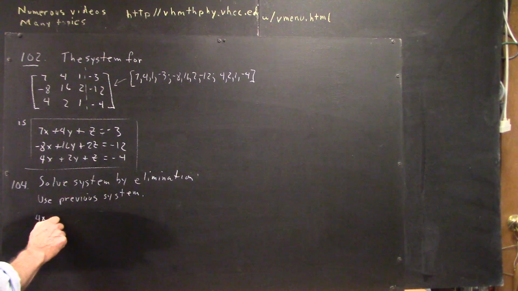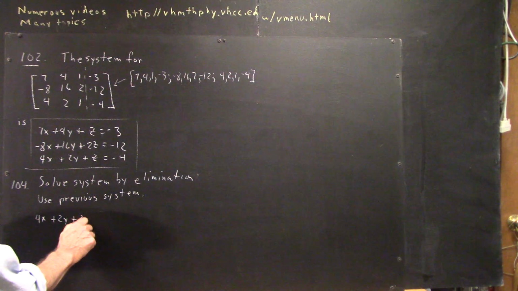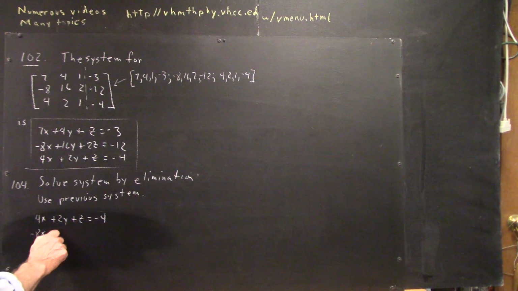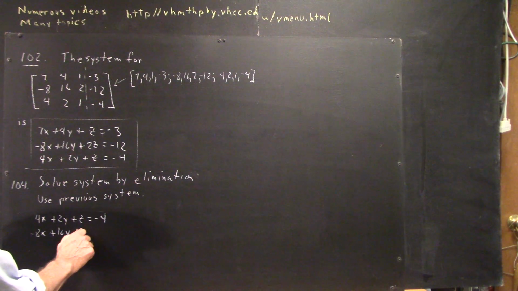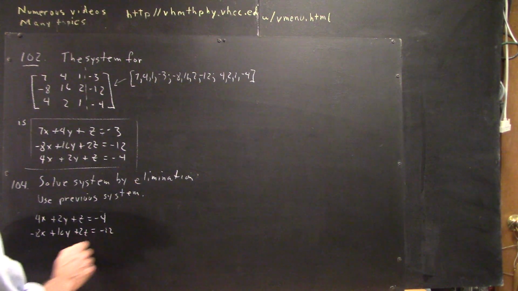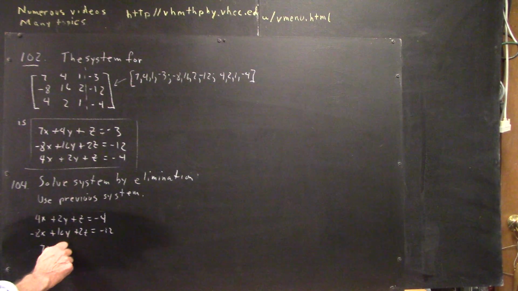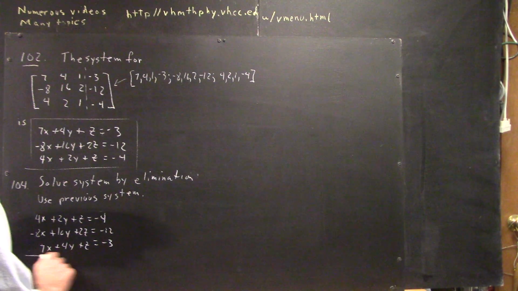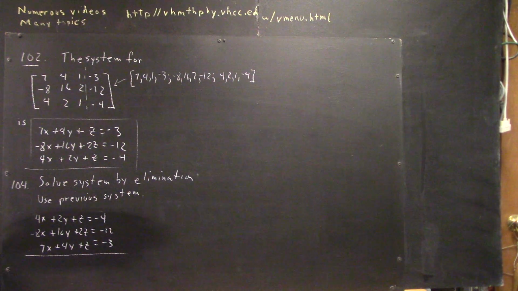I'm going to write it as 4x plus 2y plus z equals -4. And then negative 8x plus 16y plus 2z equals -12, and then 7x plus 4y plus z equals -3. Okay, now just in this order, I've got a plan that's going to make it a little easier to solve the system. First thing I'm going to do is add twice the first row to the second, because that'll eliminate x from the second row.